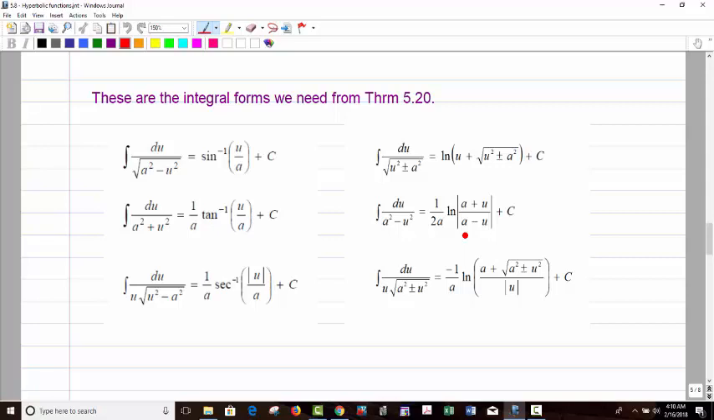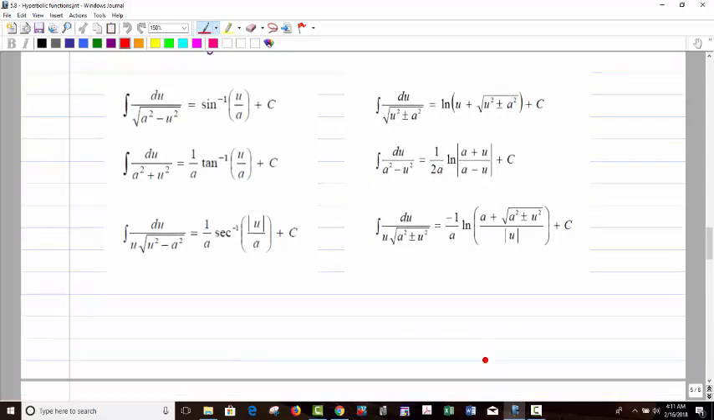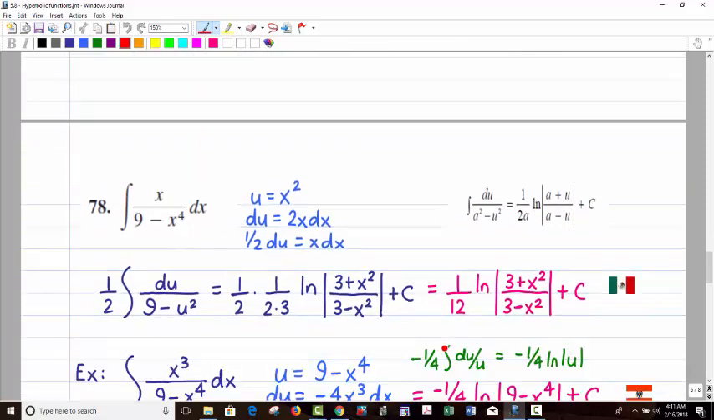And it's kind of interesting if you put this in some sort of software like Maple or whatever, and you integrate these, it'll show the hyperbolic inverse as the result instead of this, but it's the same thing. So let's come down here.